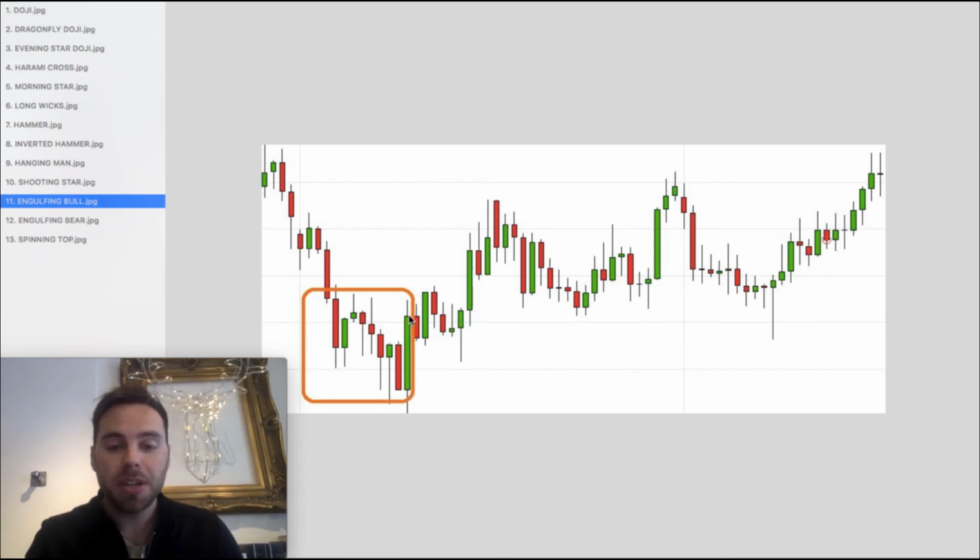So this big green bullish candle here has not only swallowed up the whole of the body of the bearish candle before it, but it has this candle here, this candle here, this candle here, and almost this candle here.